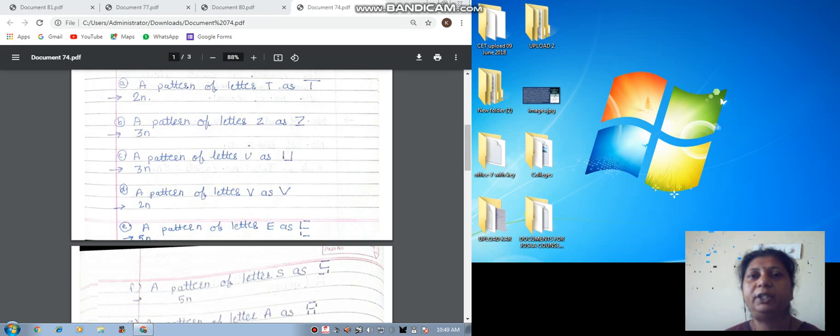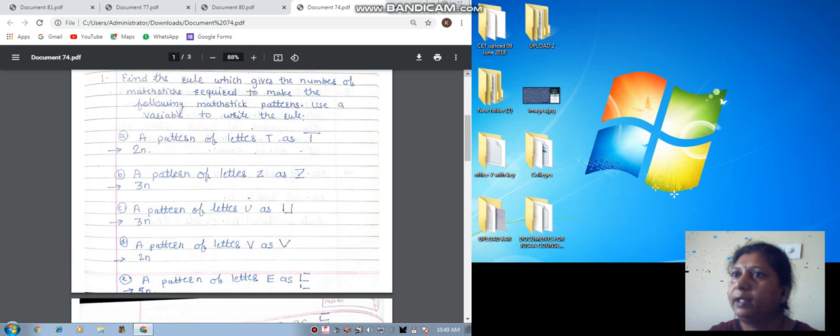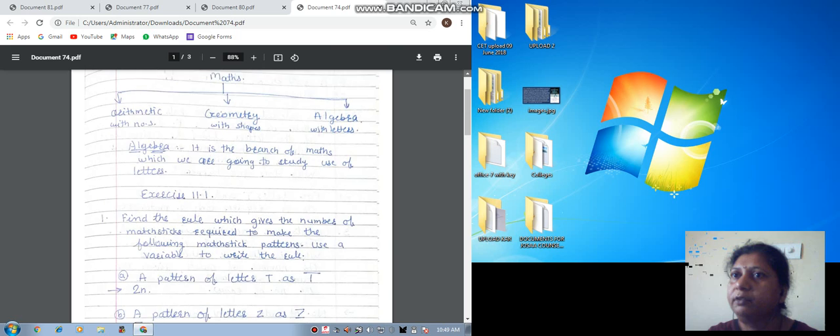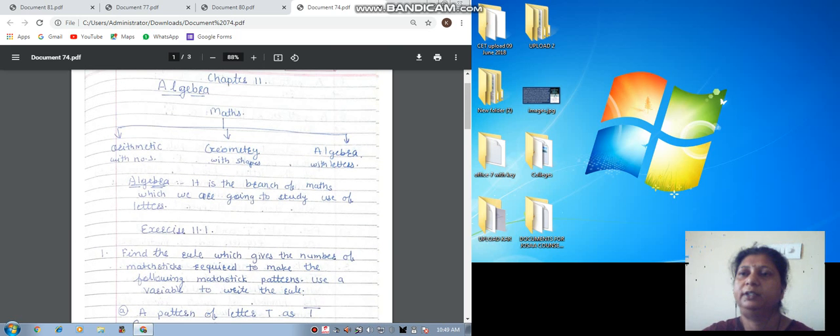So we have completed up to 11.5, but I want to revise from the first algebra chapter. Shall we start? First of all, we see what is algebra. There are many branches in mathematics. Arithmetic deals with the numbers, then geometry deals with the shapes, and algebra with the letters. Algebra is the branch of maths in which we study the use of letters.